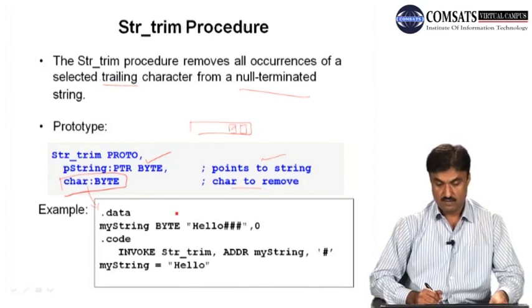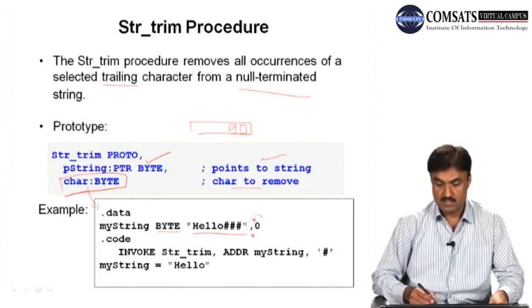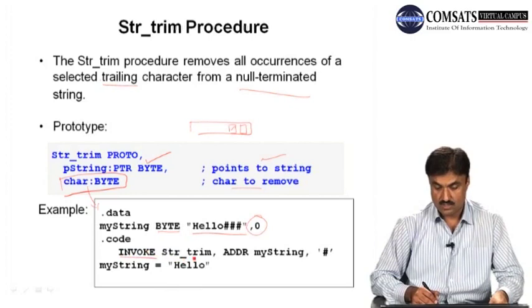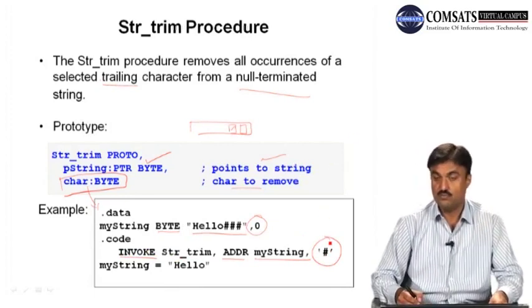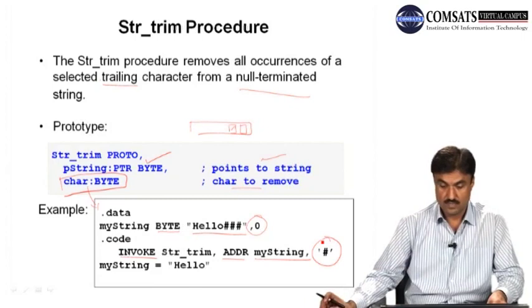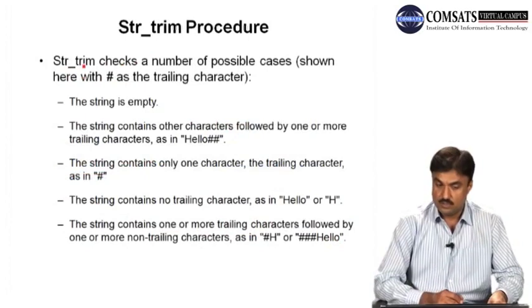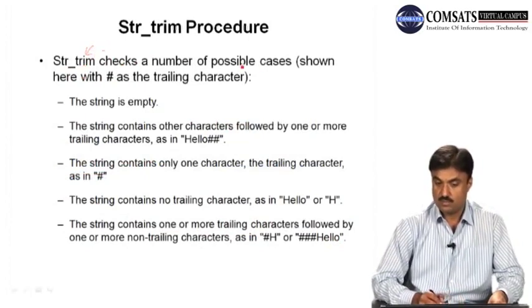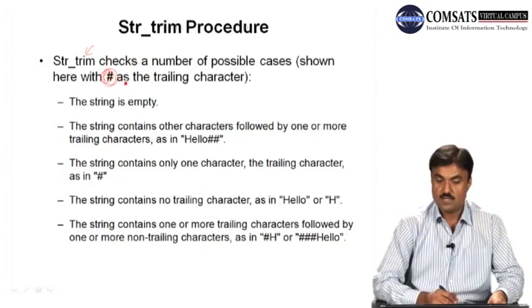For example, if we have a string or the character array, it is null terminated here, and we are going to call this procedure: invoke Str_trim, the address of this array, and this is the character that we want to remove from our string, and so on. So how can you perform this? You can use this procedure to check a number of possible cases shown here, with dollar, this ampersand, this hash sign as a trailing character.